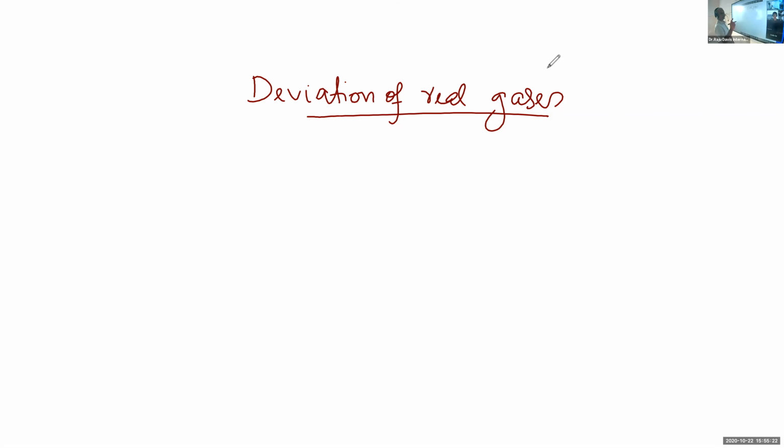from Boyle's law, we have a relation: at a constant temperature, PV is equal to constant. This is the mathematical formulation of Boyle's law. PV is equal to constant at a constant temperature.